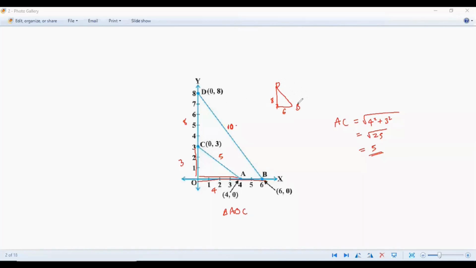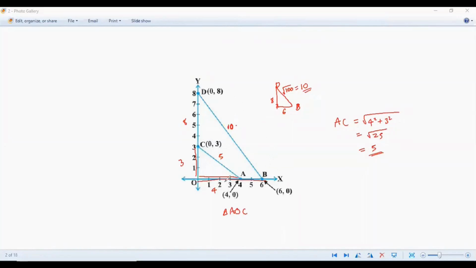So we got a right triangle like this: 6 unit here, 8 unit here, and BD comes here as the hypotenuse. So using Pythagoras theorem, BD will be the square root of the sum of squares of the other two sides. So BD will be square root of 100, equal to 10. So square root of 100 means square root of 8 square plus 6 square, that is 64 plus 36, that is square root of 100, that is equal to 10. And this is the idea.